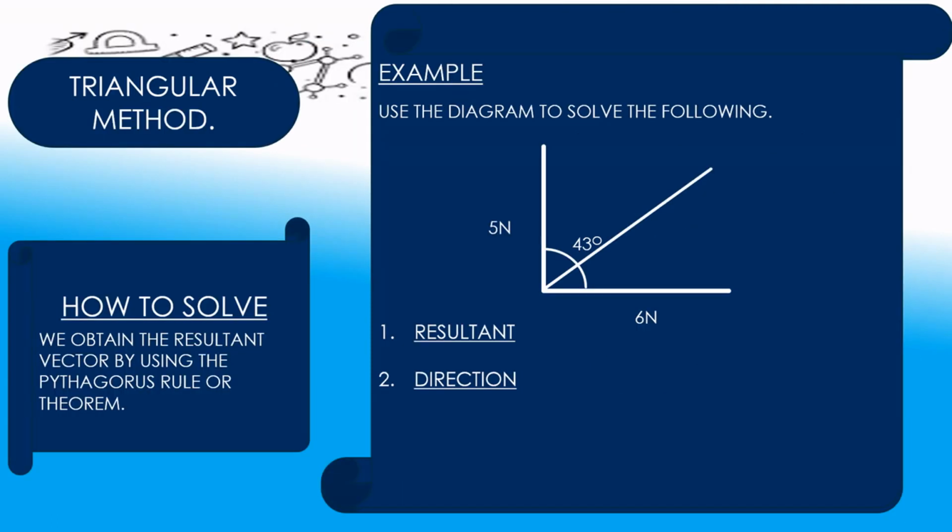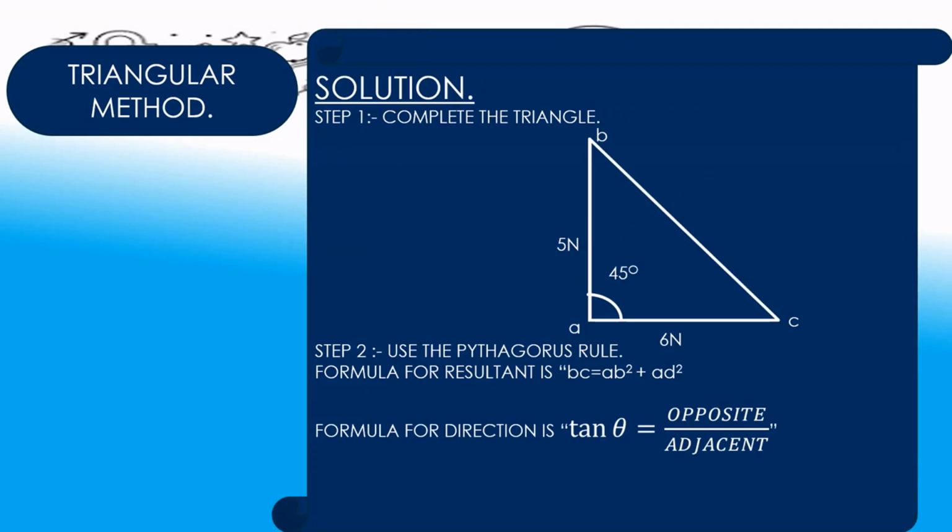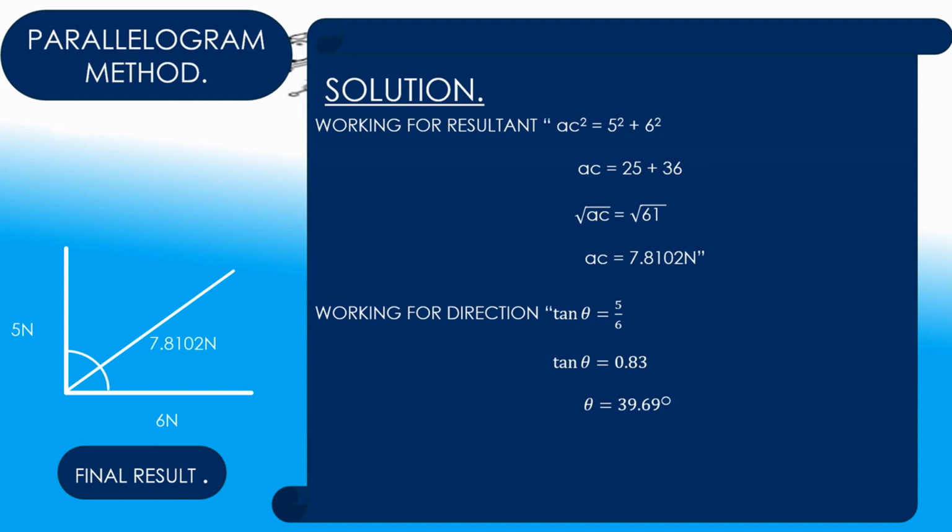Let's now move to the second method, which is the triangular method. In this method, we use the Pythagoras rule. You square the variables, then add the variables, and then find its square root. The formula used for finding the direction is tan inverse theta equals opposite over adjacent. Take a good look at the example below.